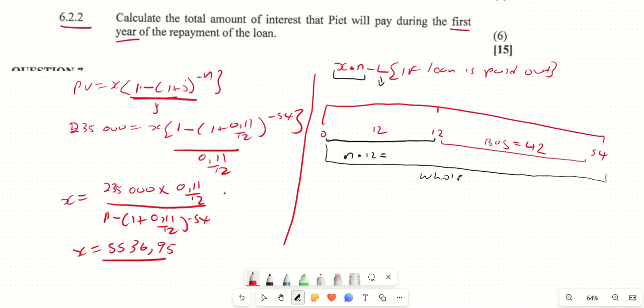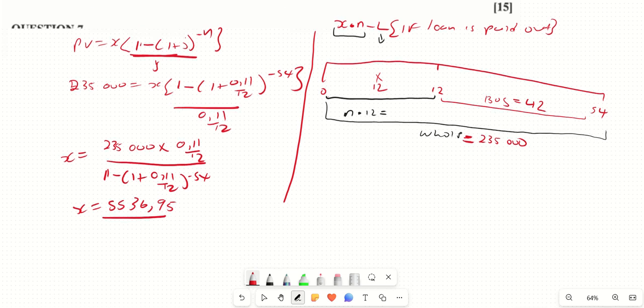So what do we do? We take the whole loan, which is 235,000, and subtract the balance outstanding to get the money that was paid out within the first year. We don't really have a formula to get this directly, so we're going to focus on the balance outstanding. Let's get the balance outstanding here.